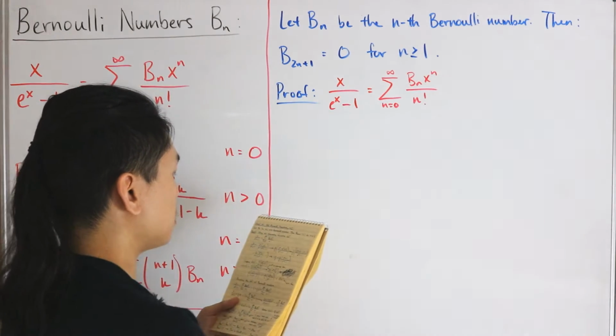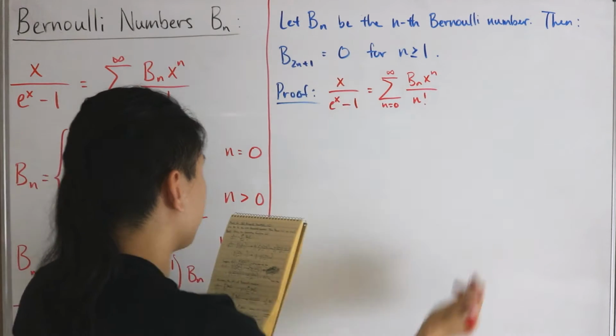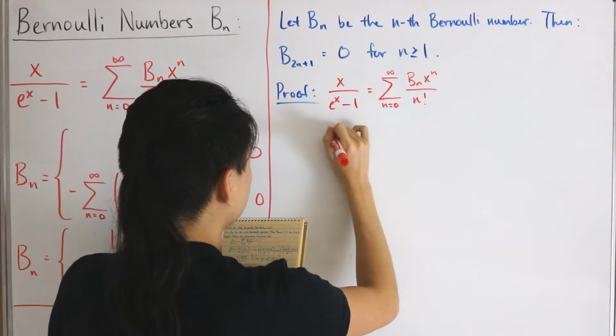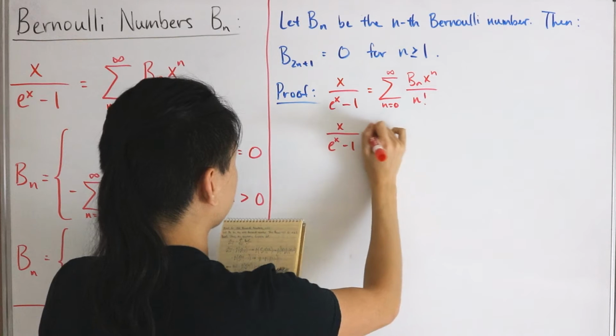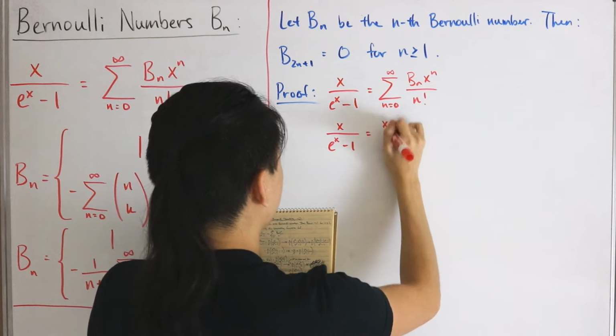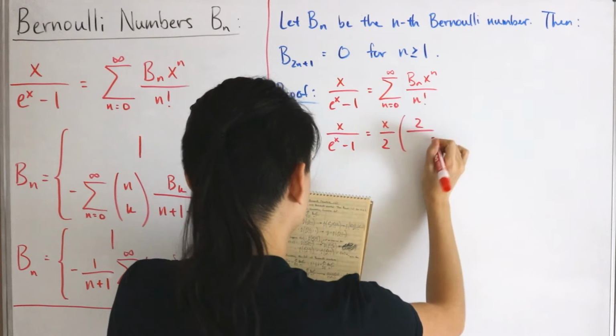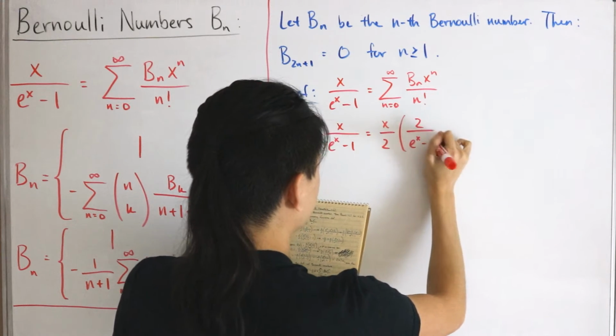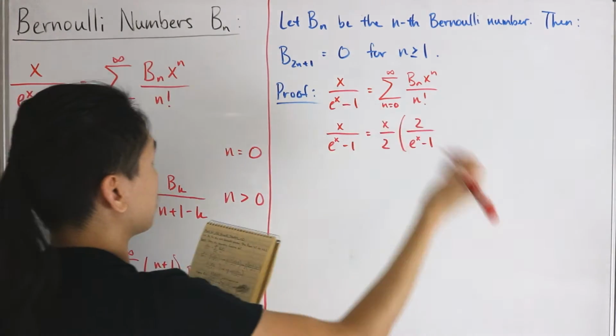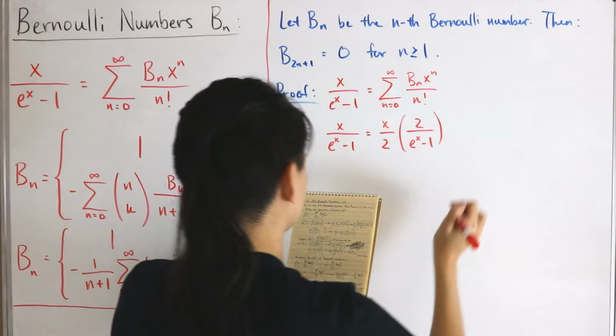Okay, so let's actually utilize the left-hand side and fix some things up. So x divided by e to the power x subtract 1, what I can do is I can write that as x divided by 2, and then multiply with 2 divided by e to the x minus 1. So we're just rewriting things like a multiply and divide by 1 situation.